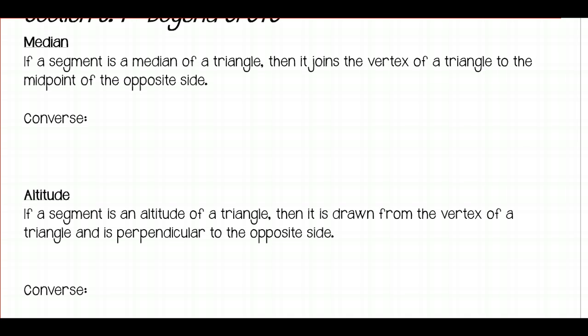The first one is a median. A median is a segment of a triangle. It joins the vertex of the triangle to the midpoint of the opposite side.